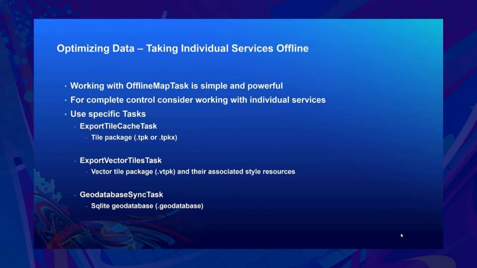At a high level, they work quite similarly to the offline map task. You're going to load the task with the underlying service URL that you're interested in. You create a set of parameters that let you control how the data should be downloaded. Then you use those parameters to create a job, which is run as an asynchronous operation. And once it's complete, you'll have access to the resources on your device.